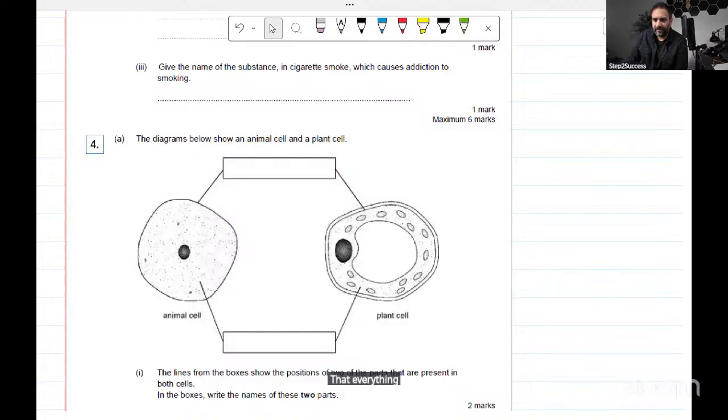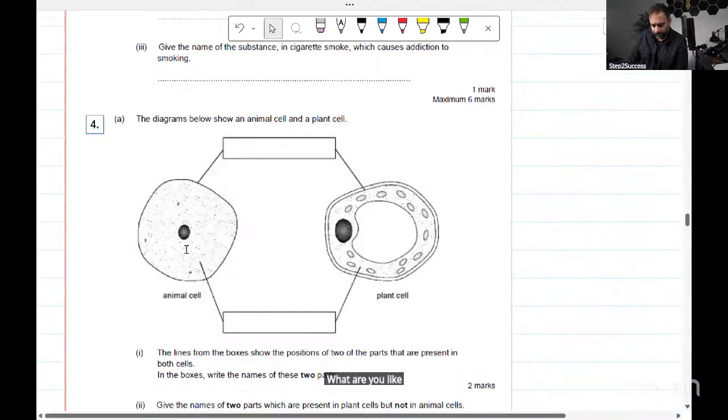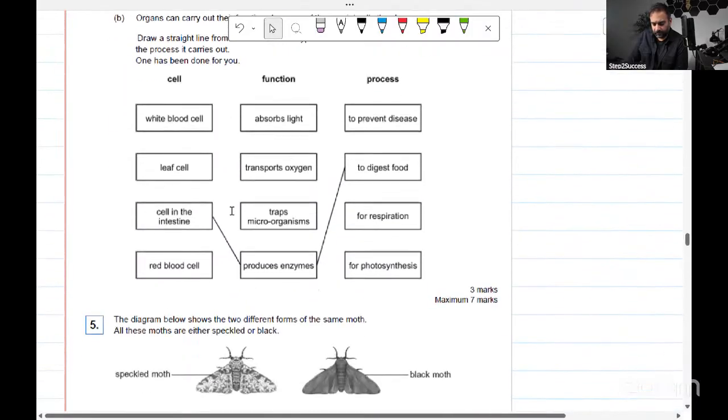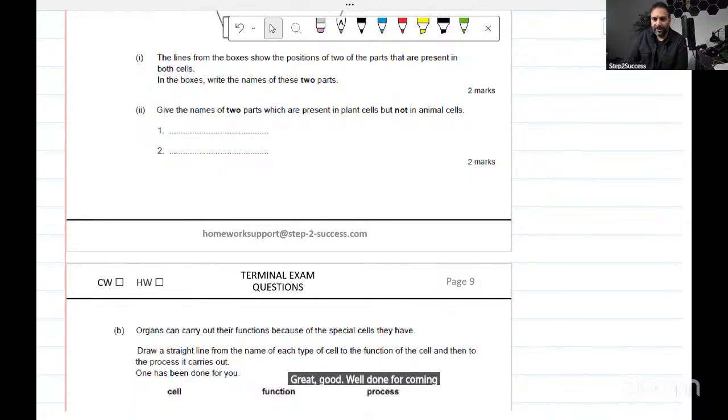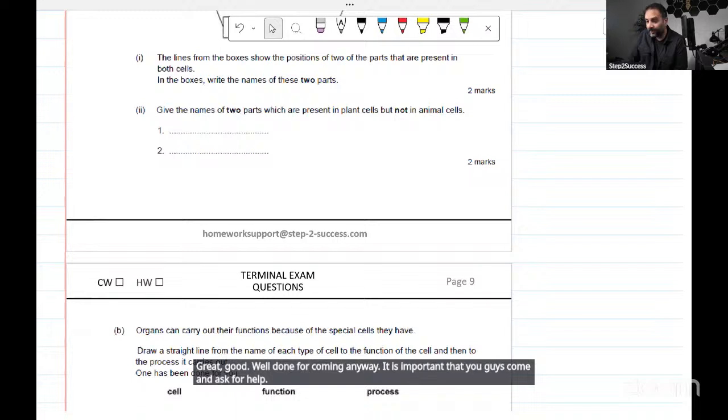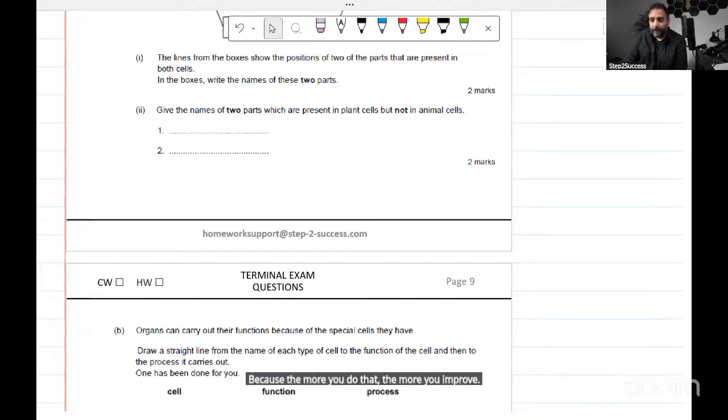Amazing. Right. Great, good. Well done for coming anyway. It is important that you guys come and ask for help, because the more you do that, the more you improve. Right, I think I'm going to leave it there.